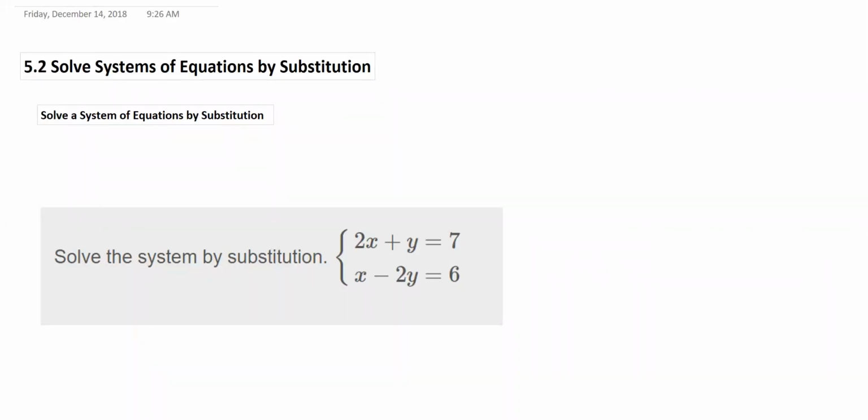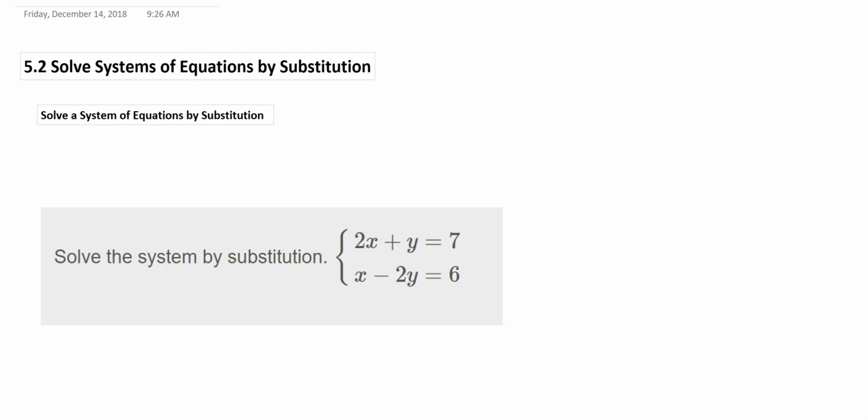Hello class, welcome to 5.2, Solve Systems of Equations by Substitution. As the name says, we're going to substitute one inside another. We have two equations in a system, so we are asked to substitute one equation inside another equation so that we could solve the system. Remember that solving here means to find x and y, right?